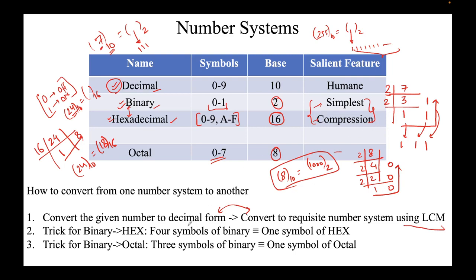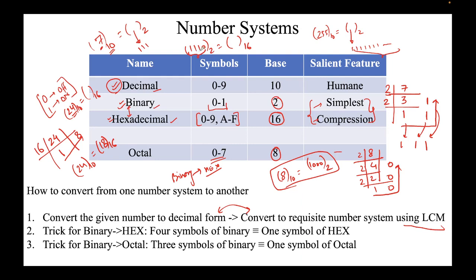Right. Another trick here. Let's say we want to convert binary to hexadecimal. There's a very simple trick. Let's say the binary number here is 1110. What is this in hexadecimal? It's very simple: every 4 bits of binary correspond to exactly one symbol of hexadecimal.